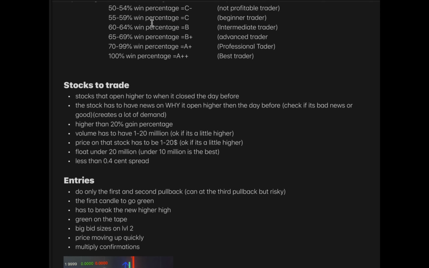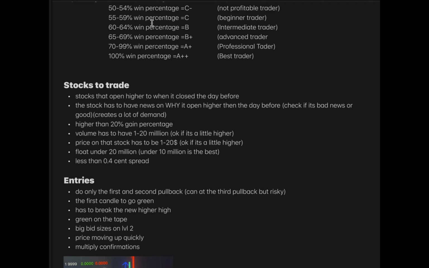Number 6, the float has to be under 20 million. Under 10 million is the best. Like under 10 million is where I want it to hit, but it has to be under 20 million. If it's above that, there are too many shares available. It just doesn't fit the criteria for this momentum strategy.